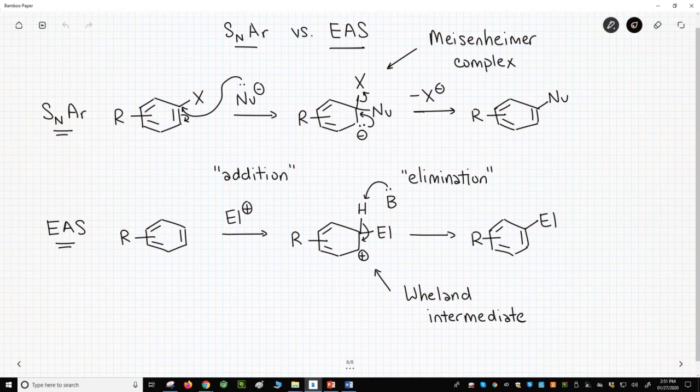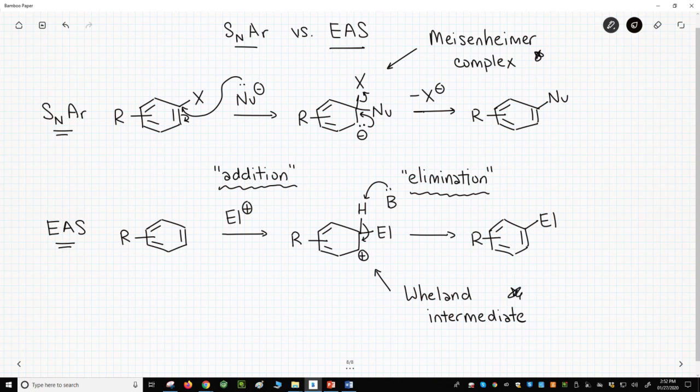And note that both begin with an alkene addition reaction followed by an elimination, a reformation of the pi bond to restore aromaticity. These reactions definitely have similarities. They also have differences. The SNAr has an anionic intermediate, the Meisenheimer complex, and the EAS has a cationic intermediate.